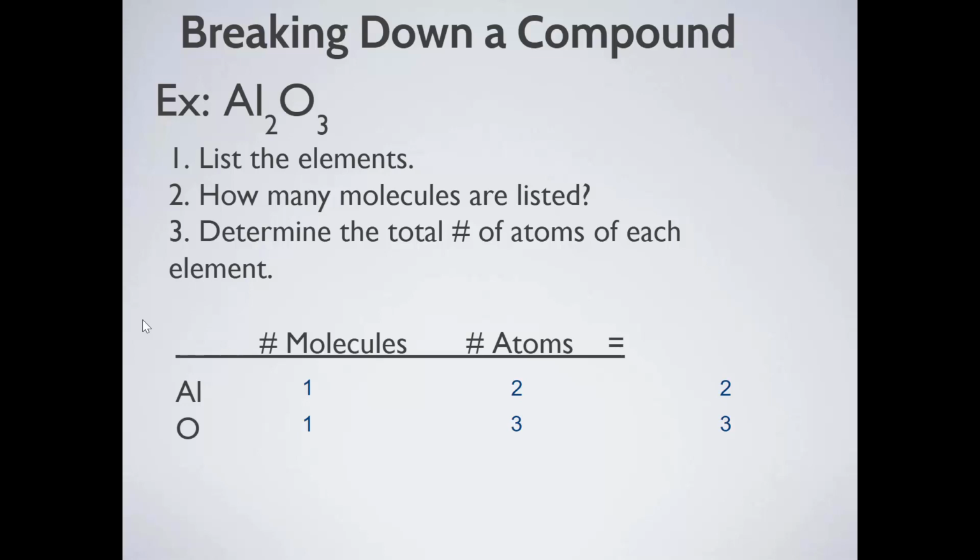Close. Olympia? You multiply this number by the atomic mass, and then you multiply this number by the atomic mass of oxygen, and finally add them together. That will tell you the mass of an Al2O3.